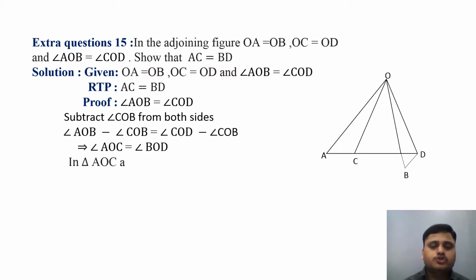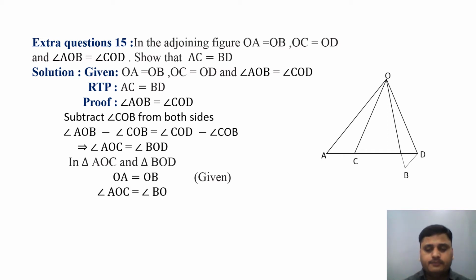Now let's check those two triangles: triangle AOC and triangle BOD. We are going to prove these two triangles congruent. How to prove these two triangles congruent? First, OA is equal to OB, that is given. Angle AOC is equal to angle BOD, proved above. And then what else do we have? OC is equal to OD, which is also given.